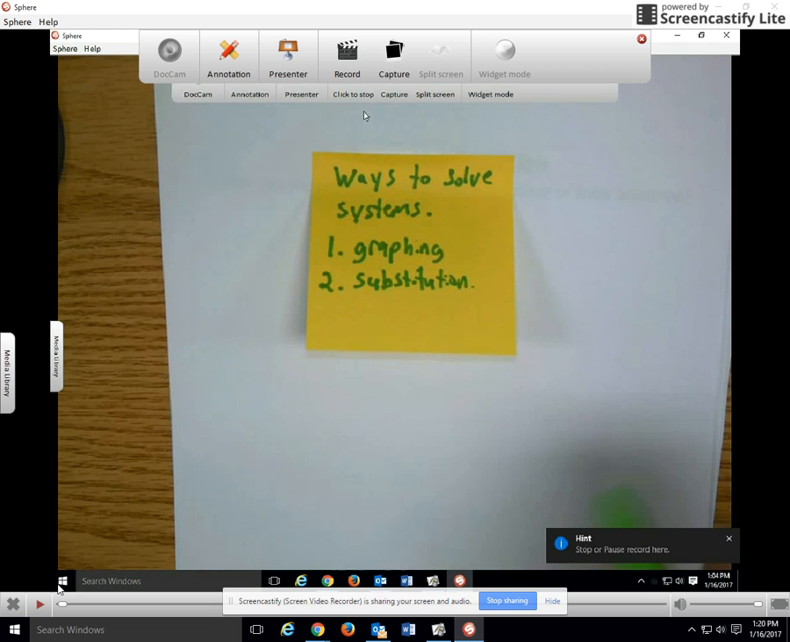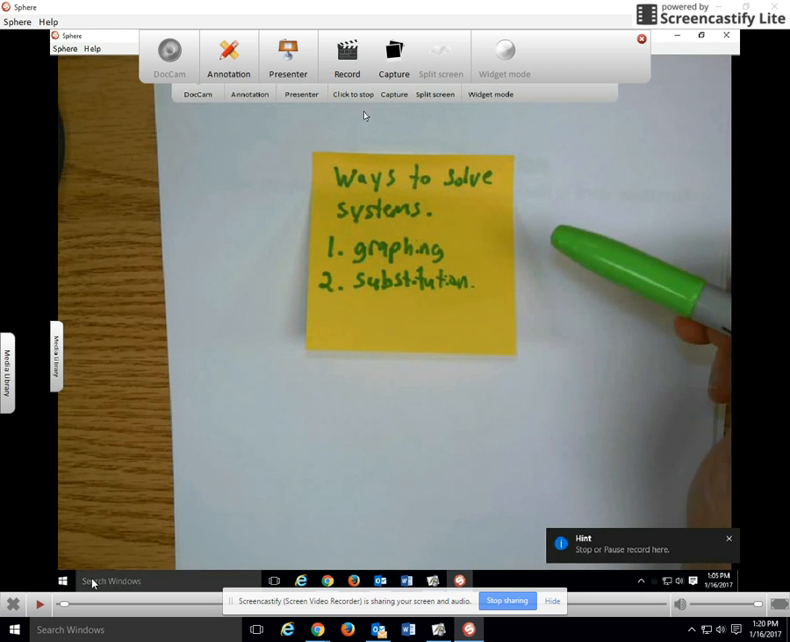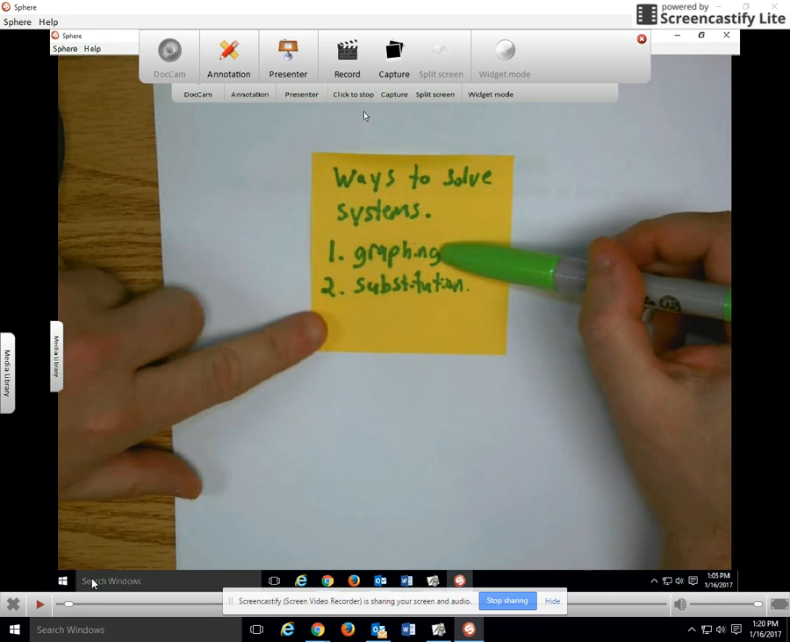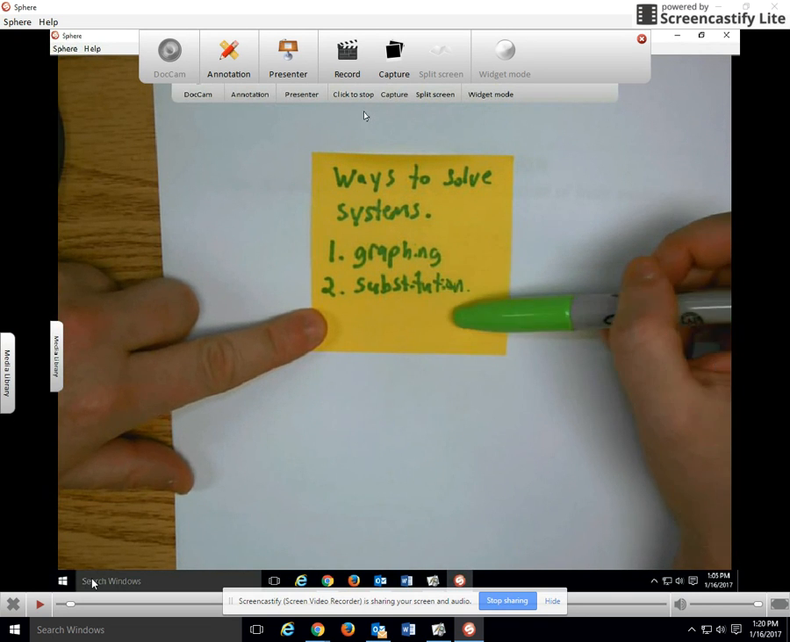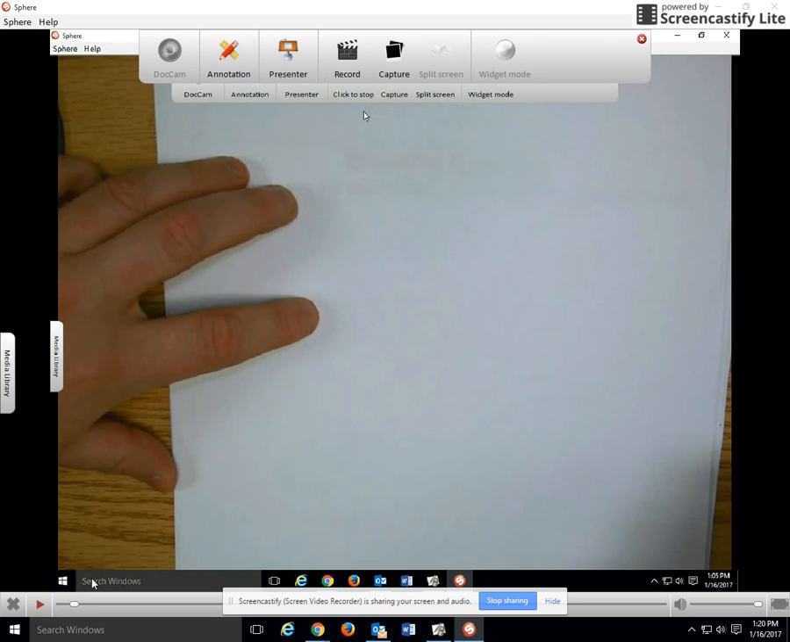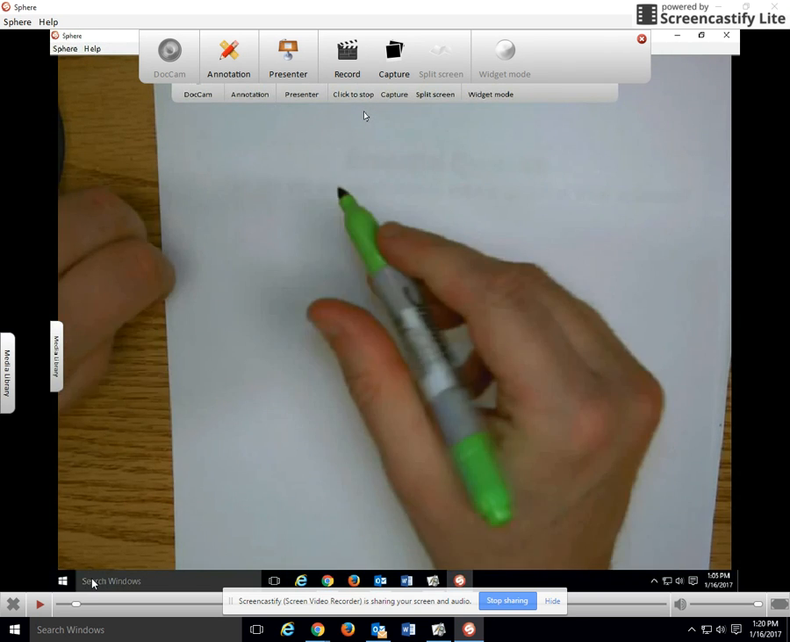So last time we were studying and learning about how we can use graphing to solve a system of linear equations. And now we're going to learn another way called substitution. Now substitution is an idea we've been using in algebra from the very beginning. And it's something we're familiar with in everyday life.